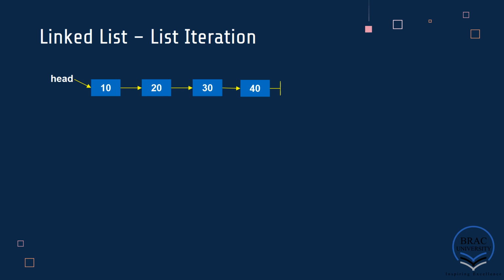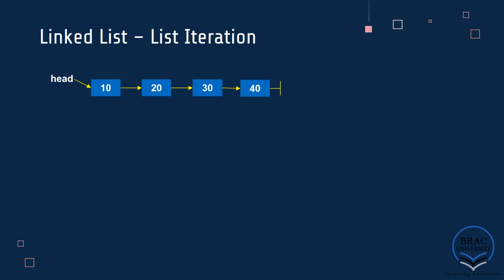However, if you look at this list, this is a very simple list where we have only connections from 10 to 20, 20 to 30, 30 to 40, and 40 to null. So it goes in one direction. 10 can go to 20, however 20 cannot go to 10 because 20 doesn't know where 10 is, but it can go to 30 because it knows where 30 is.